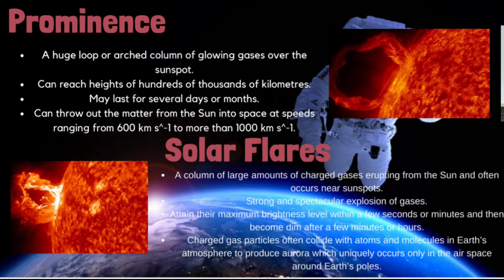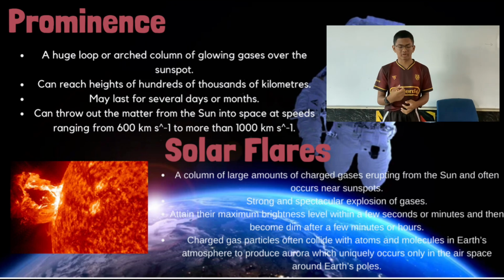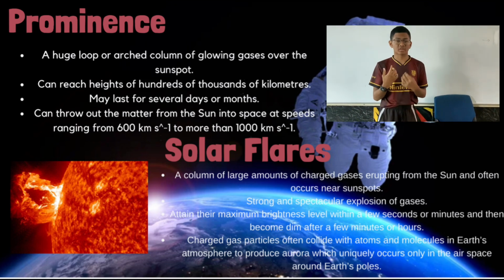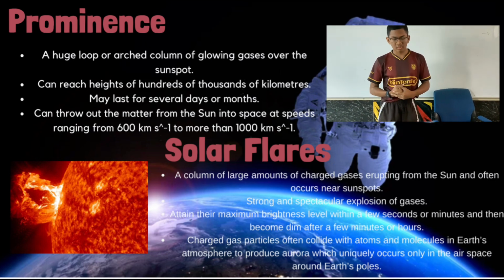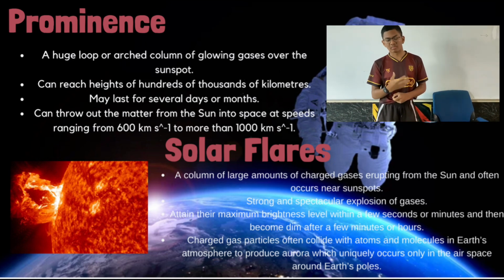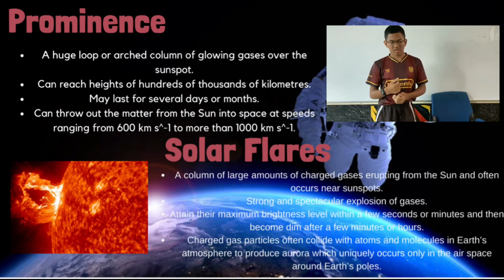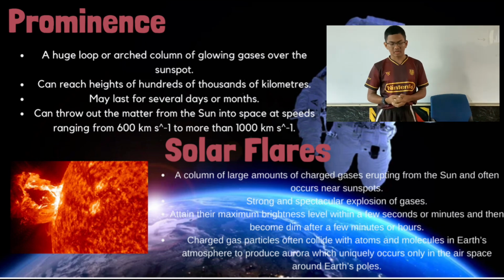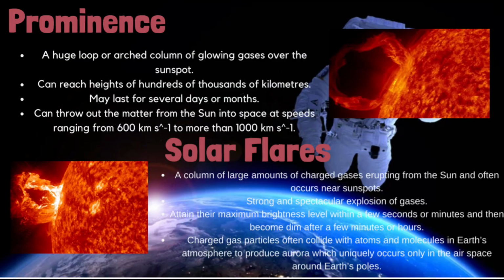And then we have solar flares. A solar flare is a column of large amounts of charged gases erupting from the sun and often occurs near sunspots. It is strong and a spectacular explosion of gases. They attain their maximum brightness within a few seconds or minutes and then become dim after a few minutes or hours. Charged gas particles often collide with atoms and molecules in the Earth's atmosphere to produce aurora, which uniquely occurs only in the airspace around Earth's poles.